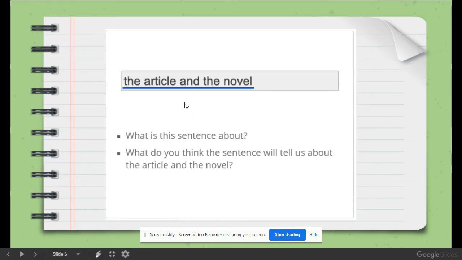Now let's look at this chunk: the article and the novel. Well, that just tells us what two texts are being compared again. So remember, this is a compare and contrast essay. So in this conclusion, the author is just reminding us that he compared the article and the novel. So he's just identifying the two texts that were compared in the essay.